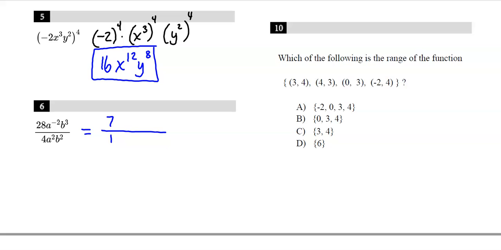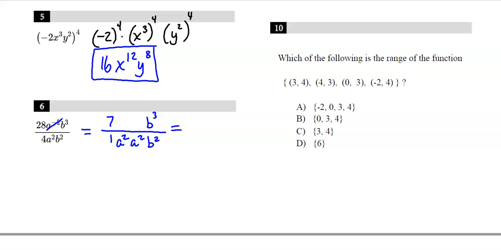I don't like that a to the negative 2 on top. So the way I do it is I throw it on the other team. I'm going to throw that a to the negative 2 on the bottom. So I already have an a squared down there. I'm going to add in the a squared from the top. So I threw him to the bottom. The b's are okay where they are because they're positive.